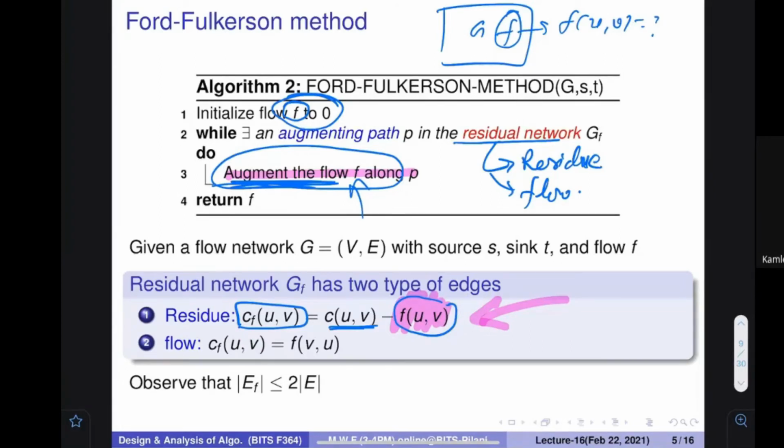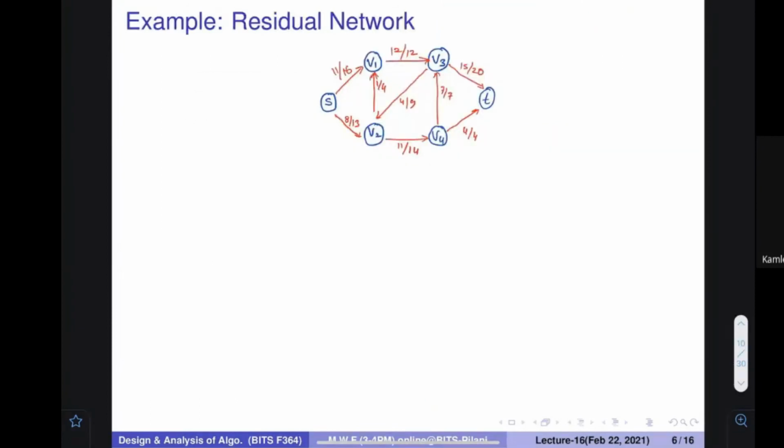Now it is a very small thing that is written: what is EF? EF is actually the residual network we are talking about. So it would be clear to you when I give you this particular example. Everybody, very simple problem.